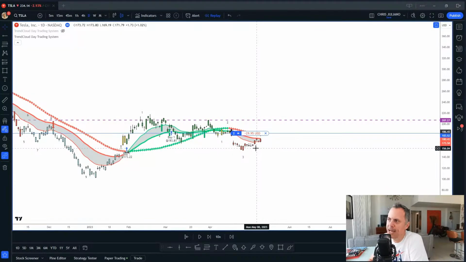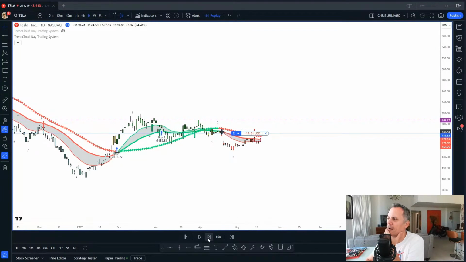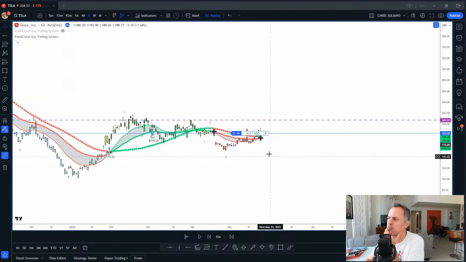Whenever you have a pullback like this in a company that you want to invest in, we invest in Tesla. We don't trade Tesla. We invest in Tesla. So right now, Tesla's on sale, right? Well, you have to time it. You got to time it where it's on sale. Boom, right there. There's the crossover again. Buy it again.